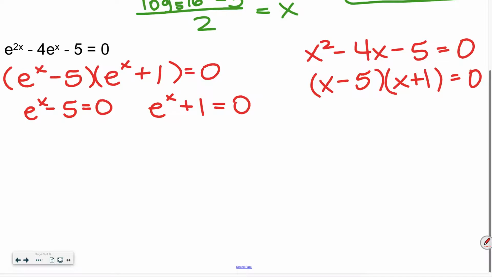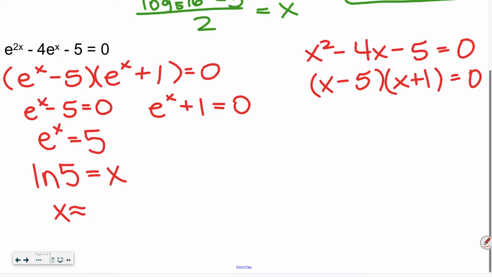Okay. We have our variable in the exponent. So we would need to isolate it first, and then we could rewrite. Are you okay with e to the x equals 5? So then we could write log base e of 5 equals x. Monique, what is natural log of 5? 1.609. Okay. There's one answer.